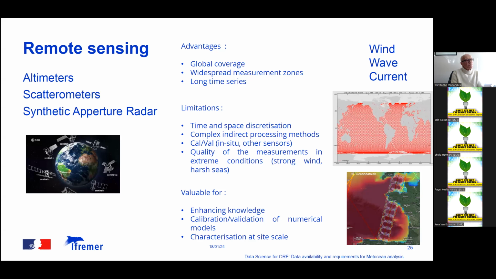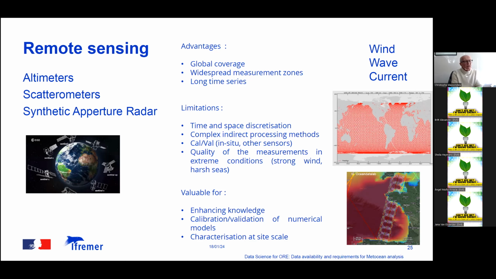So it starts to be really interesting to help build statistics. However, we have some limitations. The time and space discretization: the return period of the satellites is relatively long, a few days, usually between 10 days and 30 days, but by combining different satellites this can be reduced, but still there is some time discretization. And also there is a space discretization with the intertrace, which can reach about 100 to 300 kilometers.